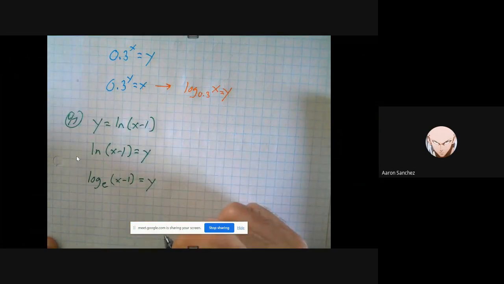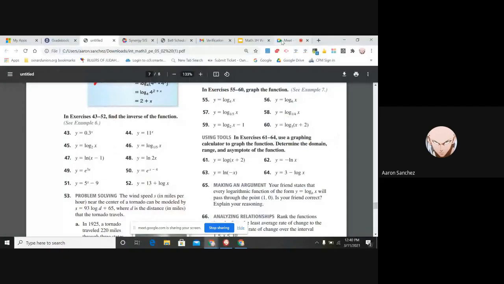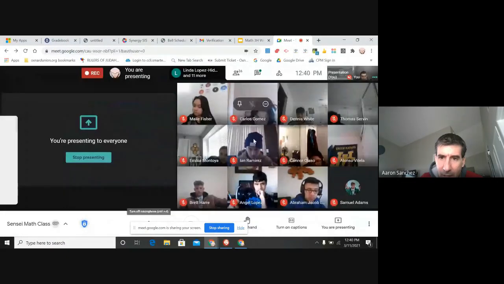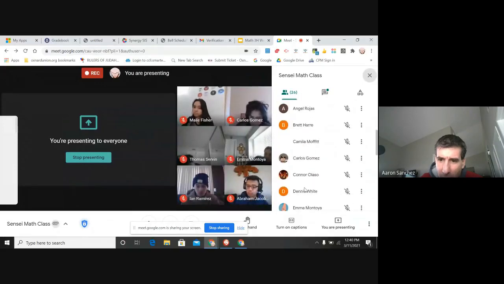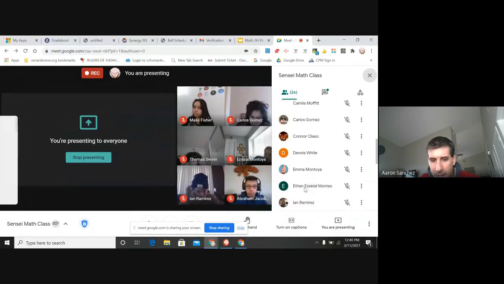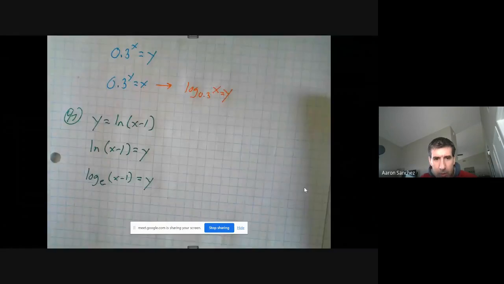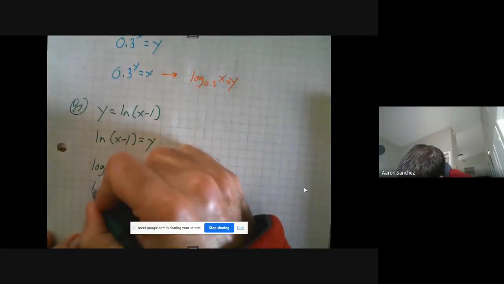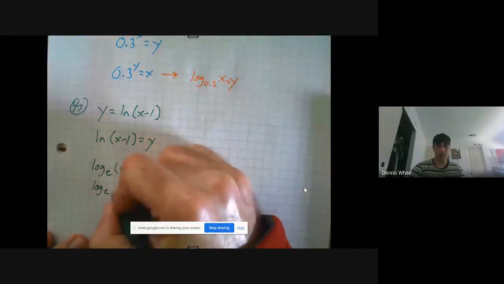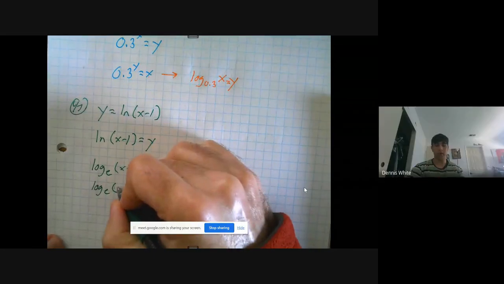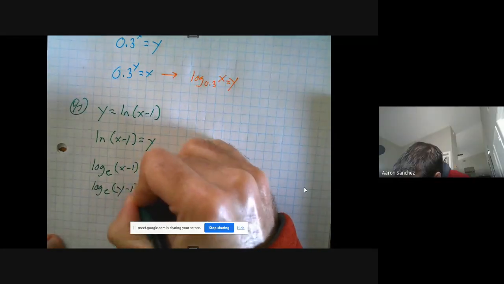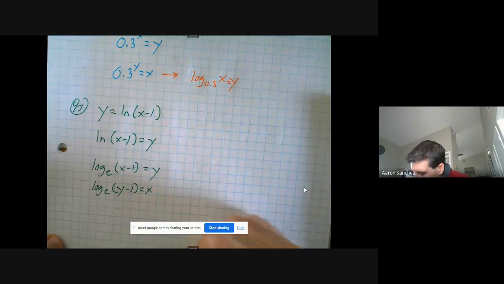Now, we got that. What do we need to do to solve for the inverse? What's the first step that we do to solve for an inverse? Let's just do what we know, okay? Dennis, what's the first thing I'm going to do to solve for the inverse? I forgot. You said switch the x and the y? Oh, yeah, that's what I said. Switch the x and the y, and then we solve for y.